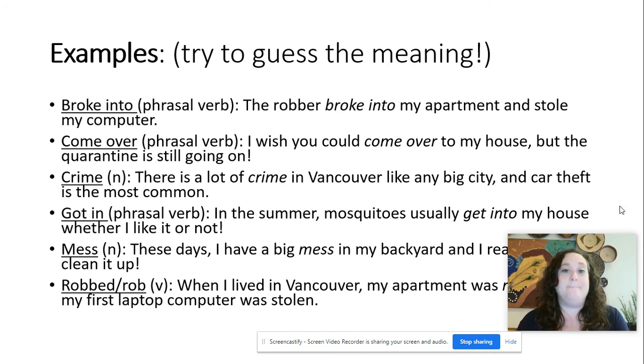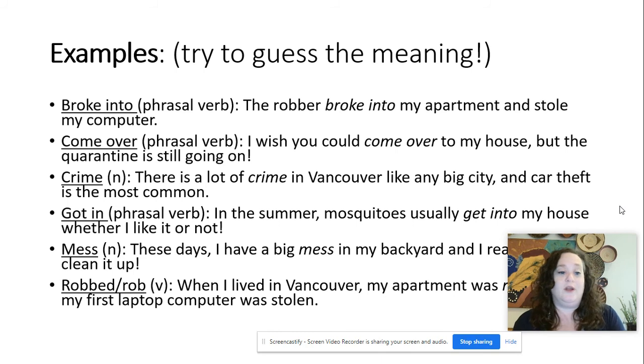Okay, the next one, mess. This is a noun. I mentioned the adjective form, which is messy. M-E-S-S-Y. Example, these days I have a big mess in my backyard, and I really need to clean it up. Okay, I'm sorry, my face is blocking that. I really need to clean it up. Okay, I gave you a clue. So clean up is the opposite of mess or messy. Clean up, make a mess. I think you can guess the meaning.